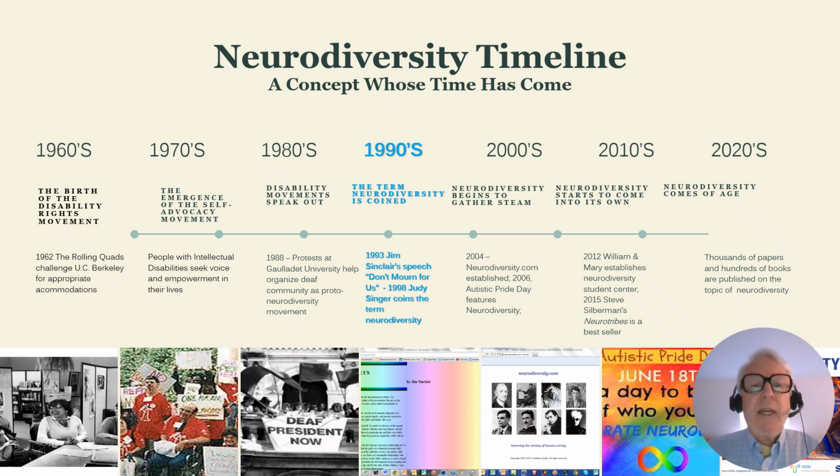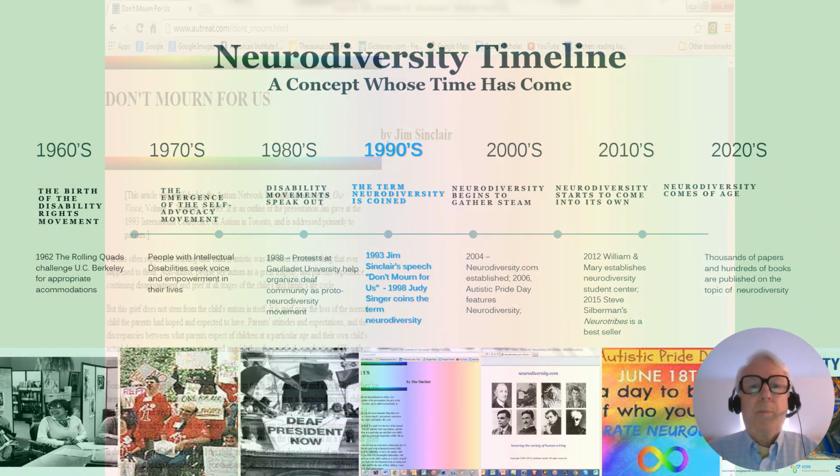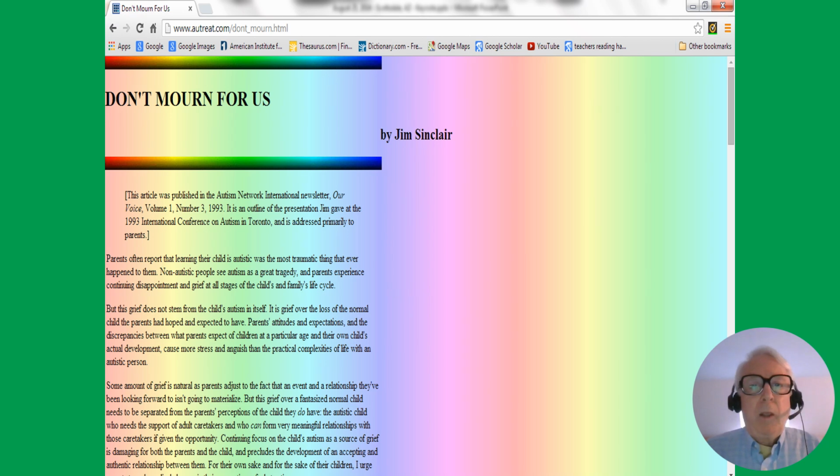In the 1990s, the neurodiversity movement really began to take wing, so to speak. Most people associate the origins of the neurodiversity movement with the autistic rights movement, and in particular to a speech that was given by Jim Sinclair at an international conference on autism in Toronto in 1993.